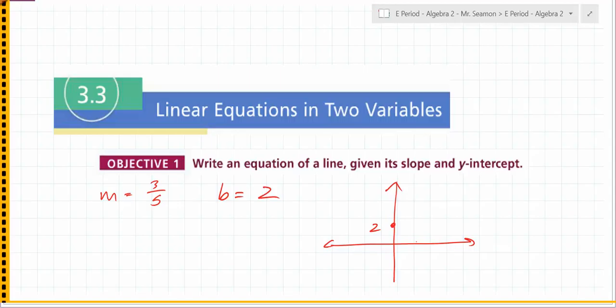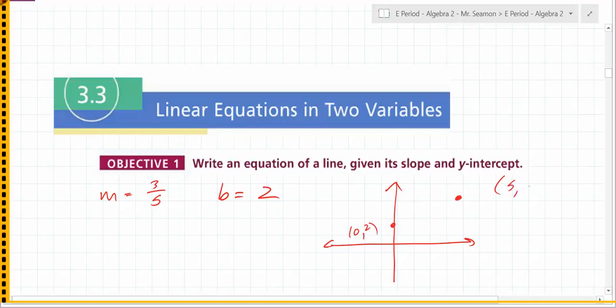Go up and over by the slope. What's the slope? So that means we go up 3 and over 5. What's the new point going to be if we go up 3 and over 5? It's going to be 5 and what? 5 and 5. Yep, it's going to be (5, 5). And if we connect these, what do we now have? We now have the line.